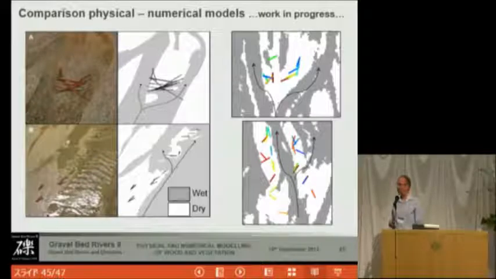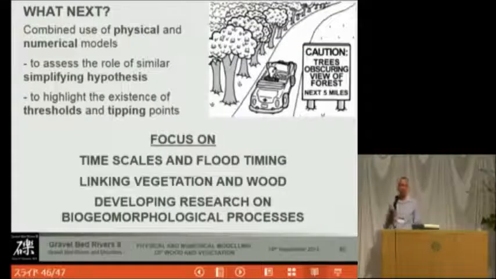We are now, with Virginia, trying to compare physical and numerical models. And I think it's a very powerful tool because in both physical and numerical models, you can make the same simplifying hypotheses. So if you look for data to calibrate and validate your model, laboratory data can be exactly designed for your model, and this can help you quite a lot to understand what is working and what is not in your model.